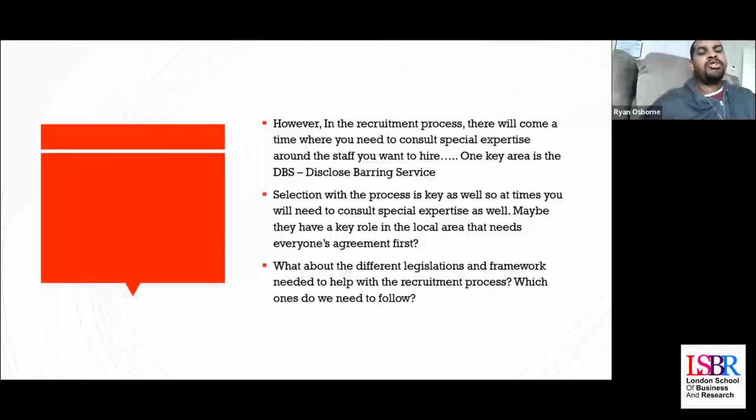So when you go for a service user job, where you're working with a service user out in the field, it's expected that you have a DBS, and that's part of safeguarding. That's part of safeguarding, right? So DBS. What I would like to know is, what other special expertise do you feel that we need to consult around staff that we want to hire?